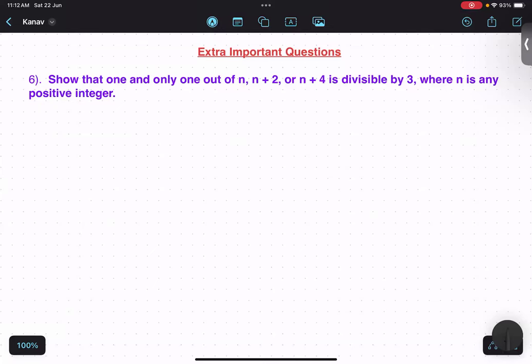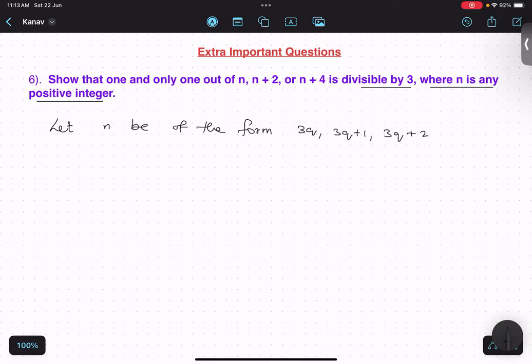So in this particular question, the question is saying where n is any positive integer, and it is divisible by 3. So I'll be taking n to be of the form 3q, 3q plus 1, 3q plus 2. Is this clear?